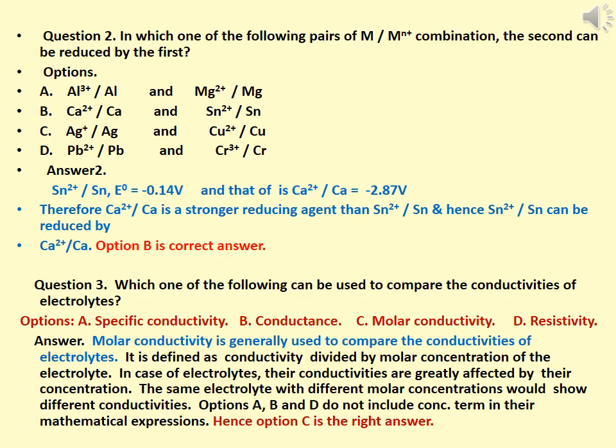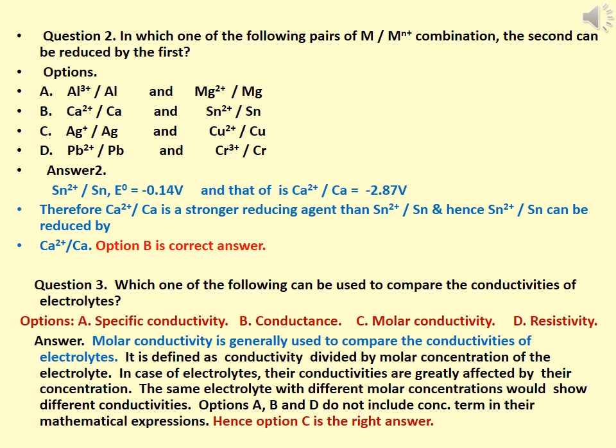What about resistivity? Resistivity is given the symbol rho. First we give the expression as such. R, the resistance of an electrolyte, is equal to rho into L by A. Therefore, rho is equal to R into A by L. There is no concentration term. Therefore, molar conductivity is the right choice to compare the conductivities of electrolytes.